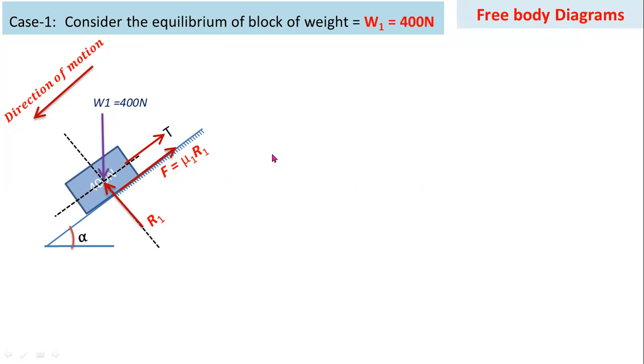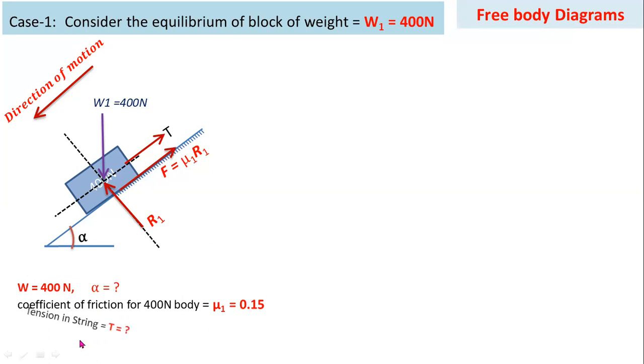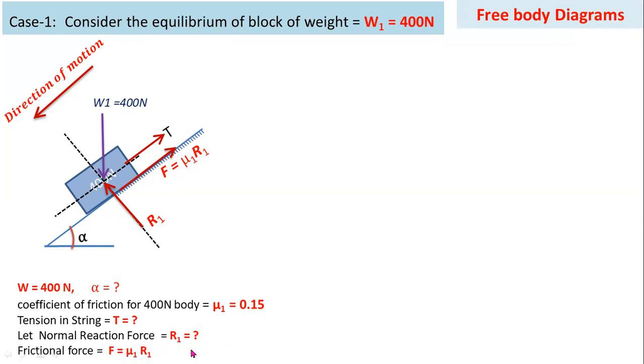Now you have to draw the free body diagram. Here W equal to 400 newtons, alpha we don't know. The value of alpha you have to find out. R1 is the normal reaction force, and mu1, the coefficient of friction between the block and the plane, is 0.15. The tension in the string we also don't know; you have to find out that value. And R1 also you have to determine. Friction force F equal to mu1 R1.